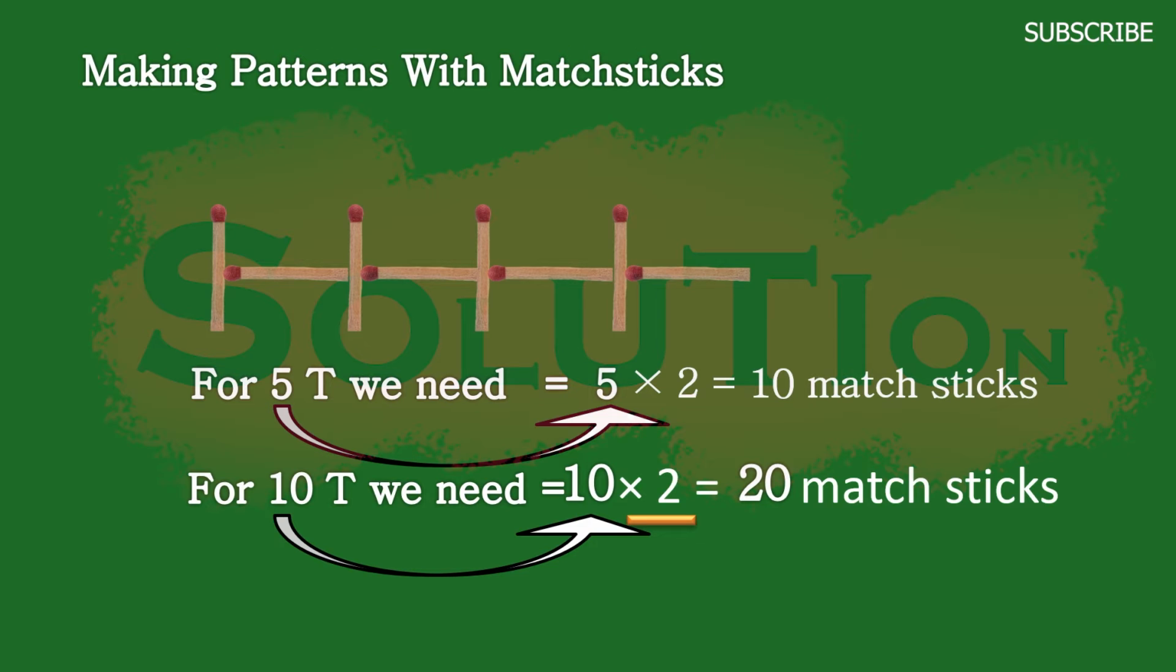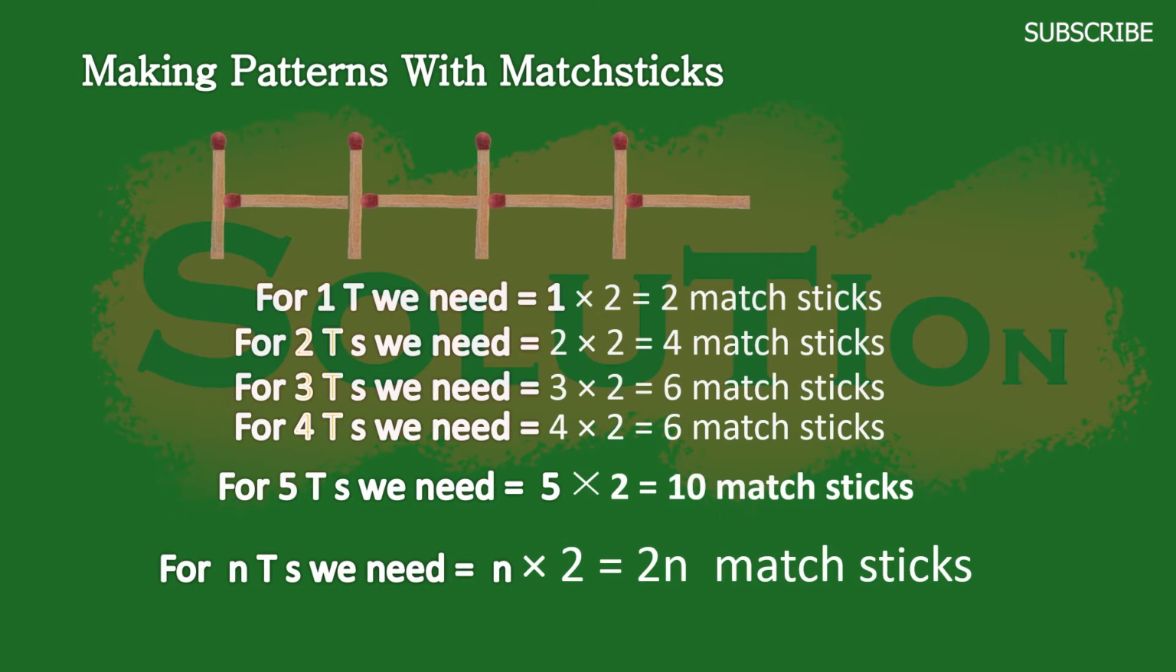Whatever number of T's I take, I will multiply it with 2. If I go back a little, you can see for 10T we need 10 into 2, right? 10 into 2 will decide how many matchsticks I need. So now we can see the patterns. For 1T it is 1 into 2, for 2T it is 2 into 2, like this.